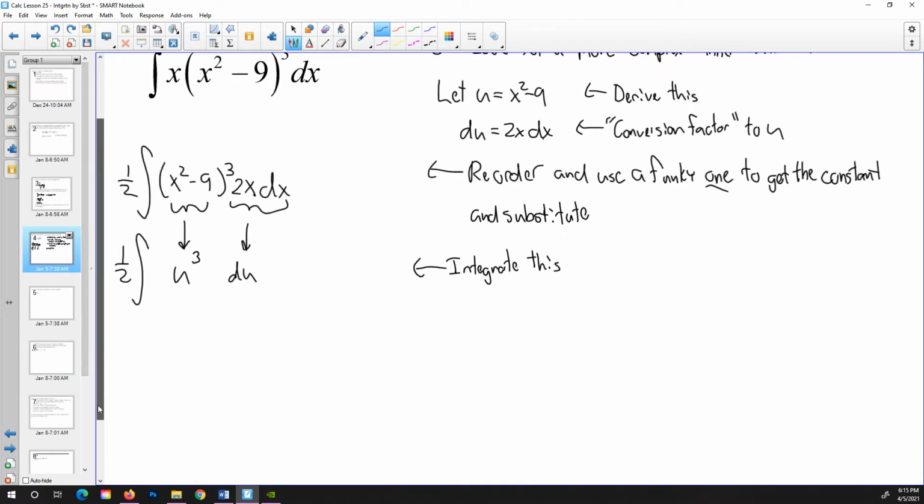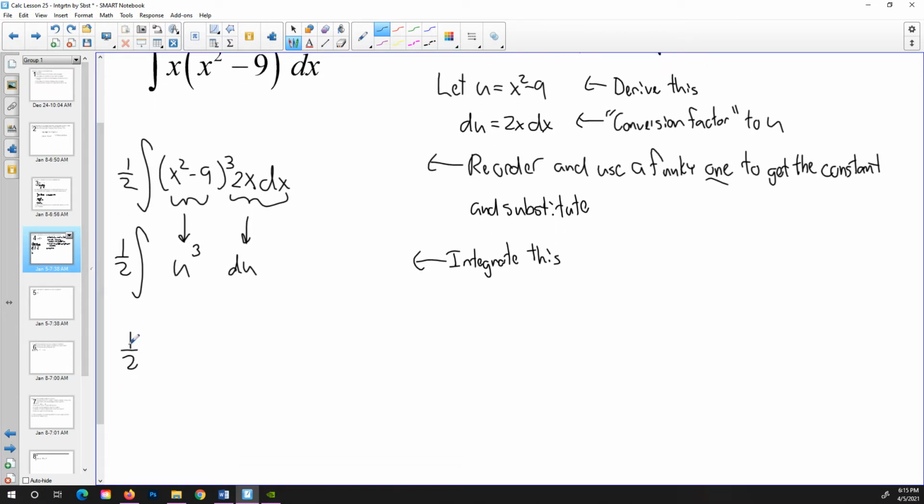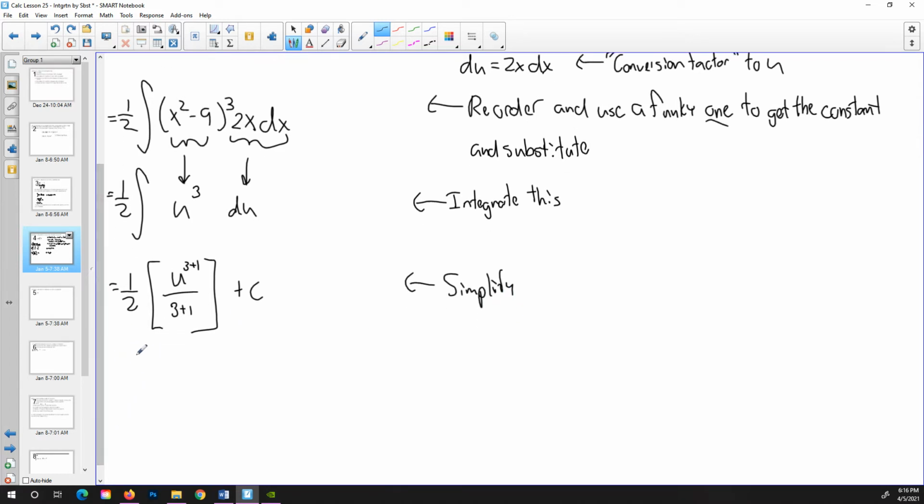much more easily. And so I'll have a half. I suppose I should have my equals here. Let's not forget that. Half. It'll be u to the 3 plus 1 over 3 plus 1. And then plus some constant c. I can then simplify. And so I will have 1/8, because 3 plus 1 is 4, times 2 gives me the 8.